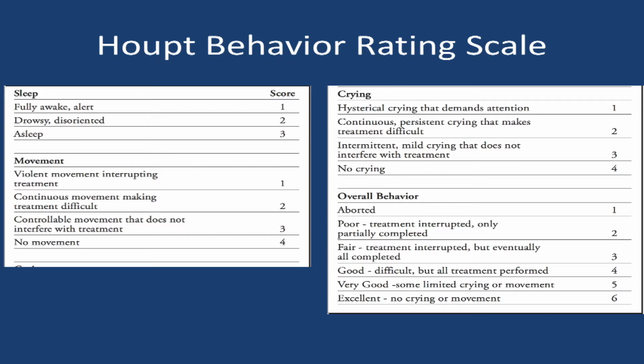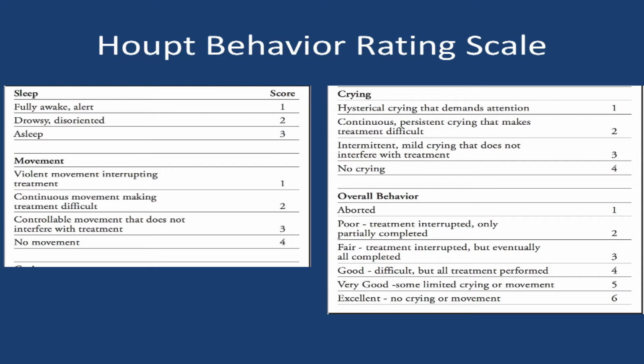Movement is evaluated with violent movement interrupting treatment. That's a score of 1. Continuous movement making treatment difficult is a score 2. Controllable movement that does not interfere with treatment is a 3, and a 4 is no movement. Crying or hysterical crying that demands attention is a 1. Continuous persistent crying that makes treatment difficult is a 2. Intermittent mild crying that does not interfere with treatment is a 3, and no crying is a 4.